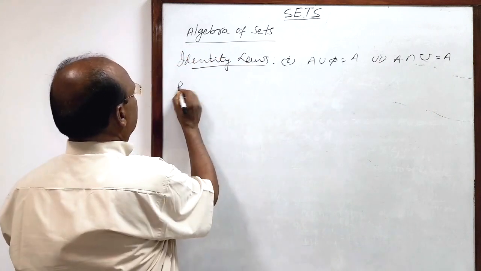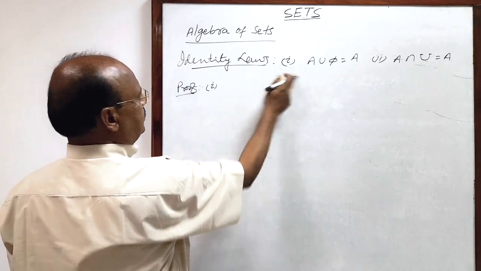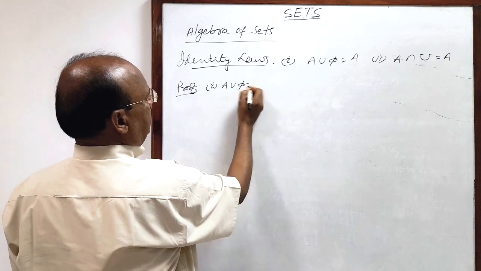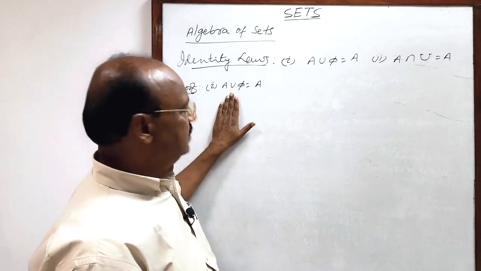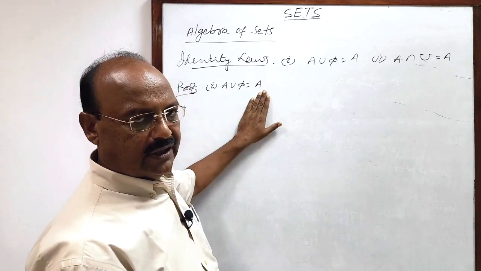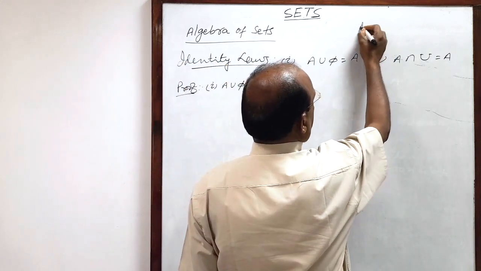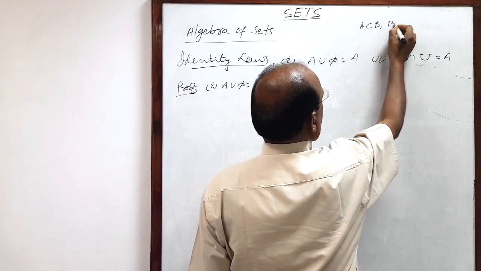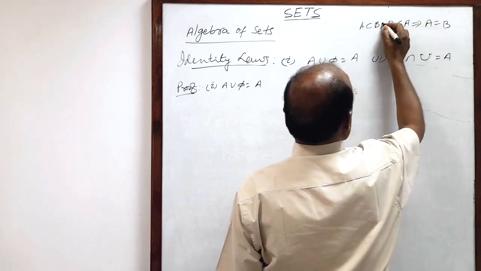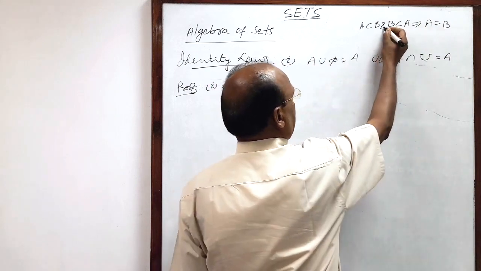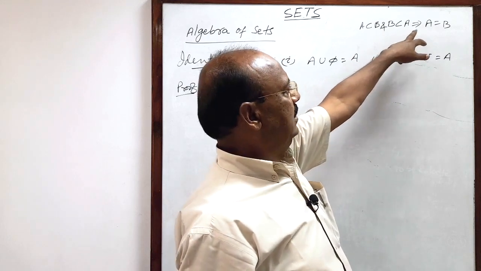And now let us see the proof, how we can prove these laws. So starting the proof with this first part, where A union phi is equal to set A. Here we can prove that the set in LHS is equal to set in RHS by showing that if A is a subset of set B and B is a subset of set A, then this implies that set A is equal to set B. And I am writing it here.